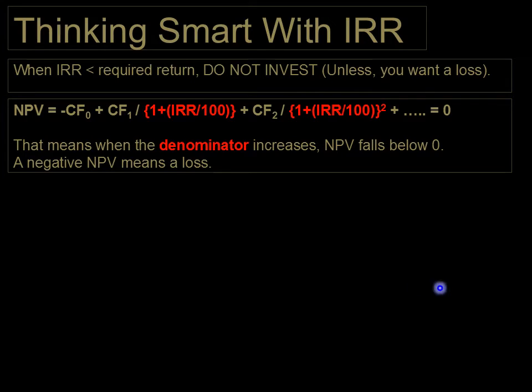Mathematically speaking, NPV is the cash outlay at time 0, plus the present value of cash flow 1, plus the present value of cash flow 2, so on and so forth. The denominator is such that the IRR is such that the NPV comes out to be 0. Think about it. If the denominator increases, that is, this is the place where we put cost of capital or the required return. At IRR, NPV is 0. If I increase the denominator, the NPV would fall below 0, which means that's loss, negative NPV. That's simple. When the IRR is greater than the required return, you can go ahead and invest.